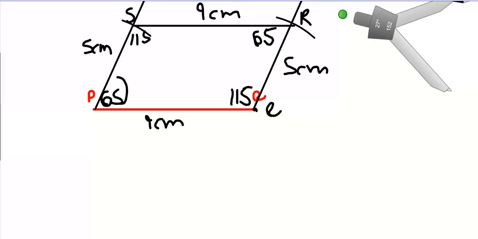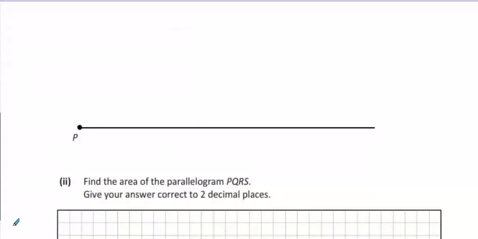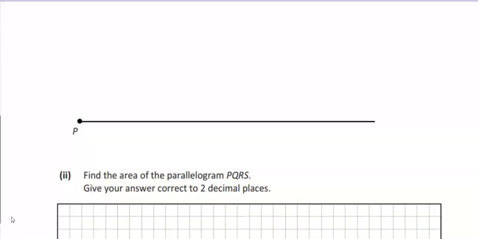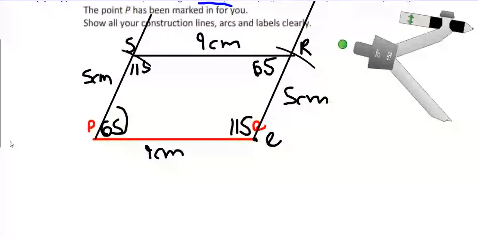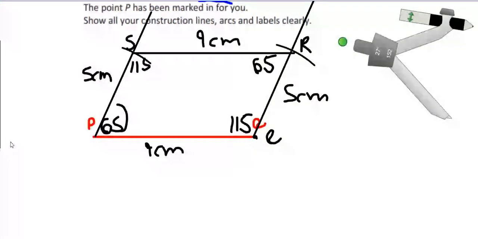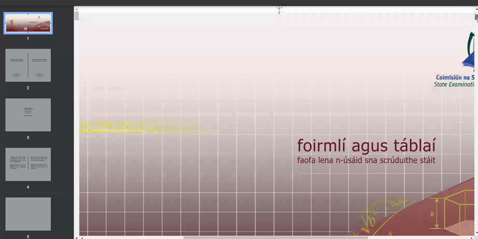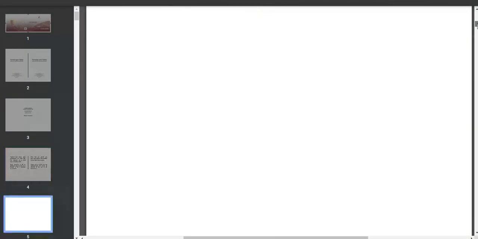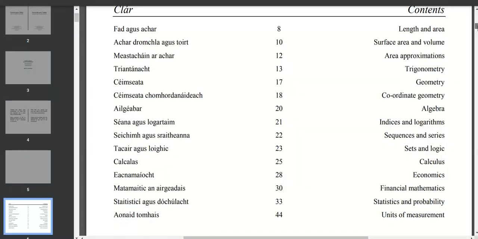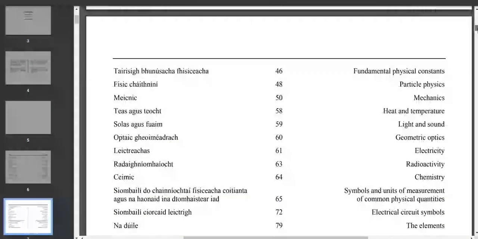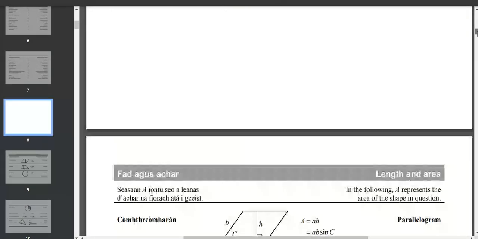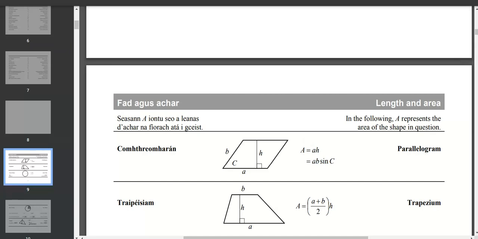Okay, that's the construction done. Oh, it was already partially drawn for me. Did not know that. Okay, where will you find the area of a parallelogram? Ooh, just a tough one. Anybody know? Have a look at your log tables, and on your log tables you look for area and volumes. So you go to your contents, surface area and volume, page 10, etc. Look for a parallelogram. What does that say there?